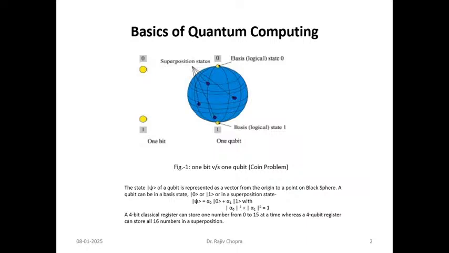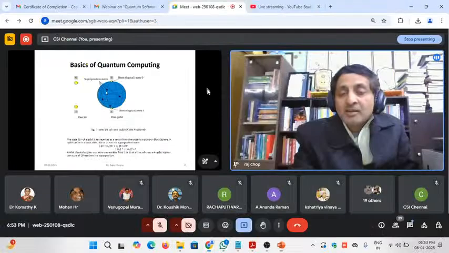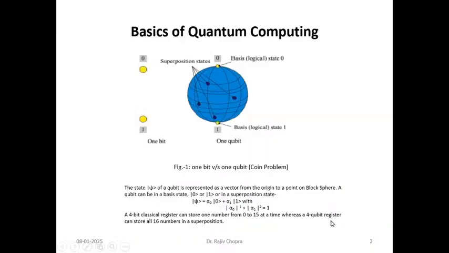And the state of this qubit is represented by psi, as a vector from the origin to a point on the Bloch sphere. A qubit can be in the basis state 0 or 1, or in a superposition state. So psi is the qubit which I have shown in dots as a superposition on this Bloch sphere. Why are the basis states, the north and the south pole, 0 and 1 only? Because the situation is analogous to the coin tossing. When the coin is at the top, either it is in the 0 or 1 position.